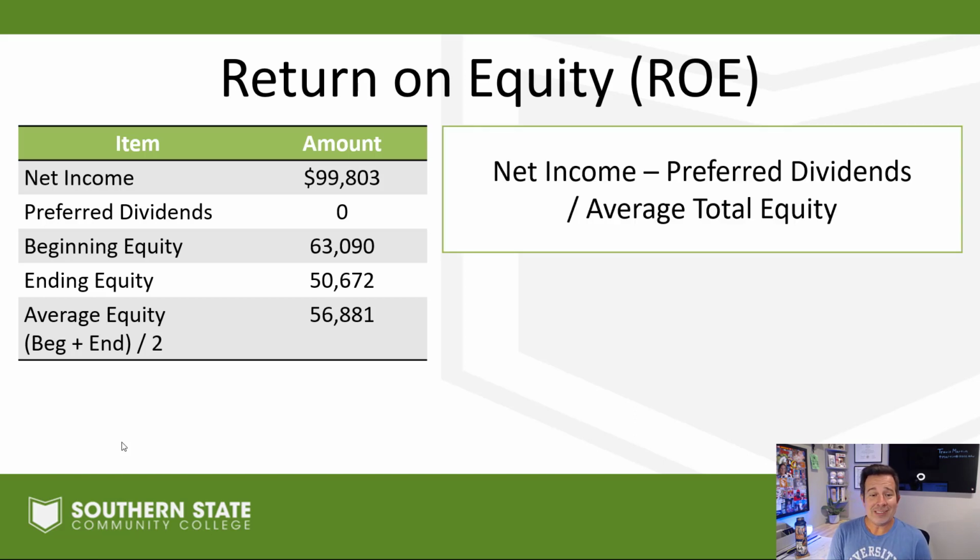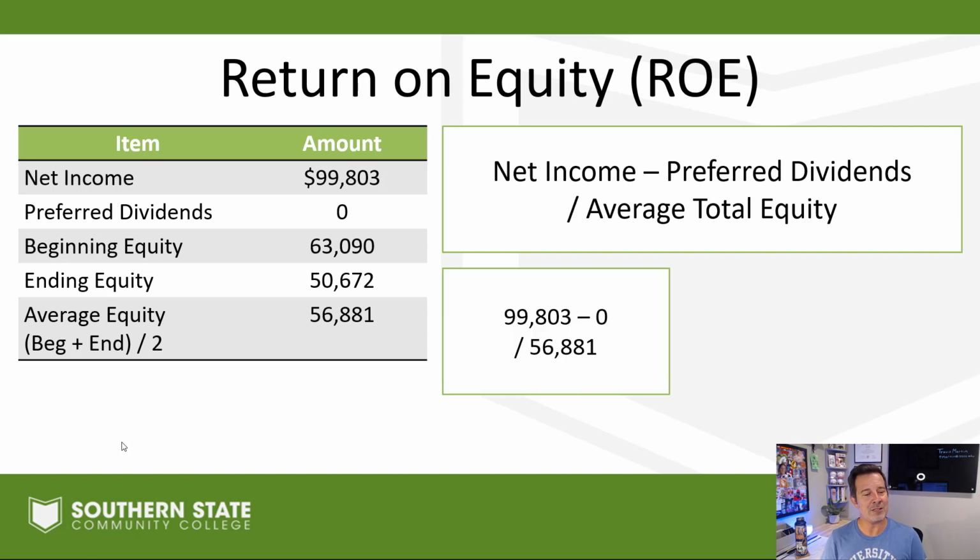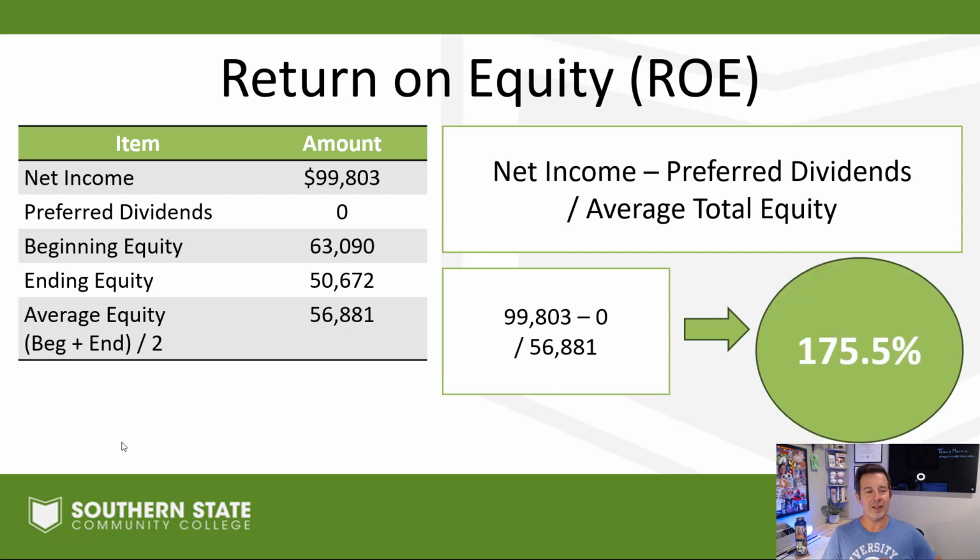Our calculation, net income minus preferred dividends divided by average total equity, 99,803 minus 0, divided by 56,881. What do we get? Go ahead and do the math. We get 175.5%. How can that be?